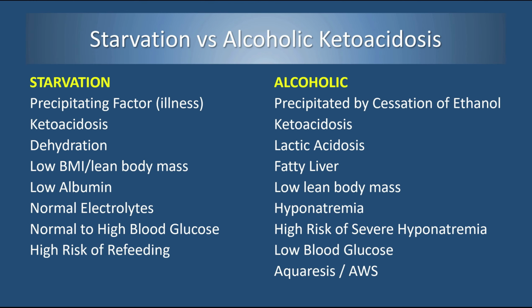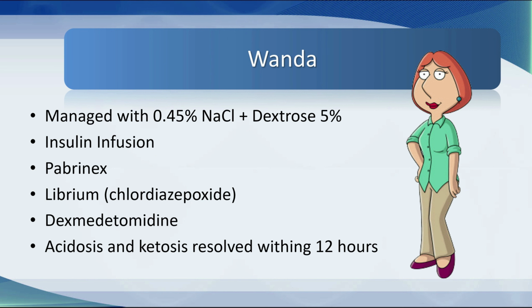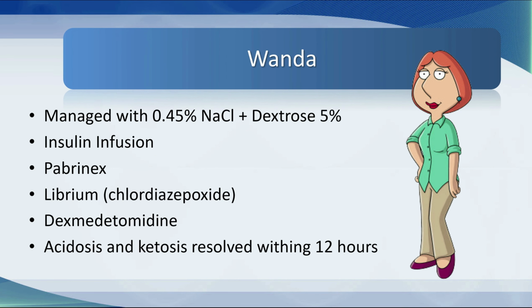So let's look at our two patients, Wanda and Jude. Wanda was an alcoholic who went on a diet, so she has a combination of alcoholic and starvation ketoacidosis. She was given half saline with dextrose and an insulin infusion. She was given Pabrinex. She was given chlordiazepoxide and dexmedetomidine. And her metabolic situation resolved really quickly, within 12 hours.